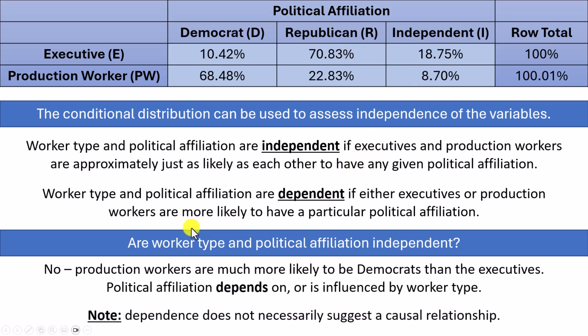Finally, note that dependence does not necessarily suggest a causal relationship. We are not saying here that your worker type causes you to be a Democrat, Republican, or independent. We're just saying that individuals who are, for example, production workers tend to be more likely to be Democrats. But we're not saying that being a production worker will cause you to be a Democrat. That would be a further step that would not be able to be determined just based on a two-way table.